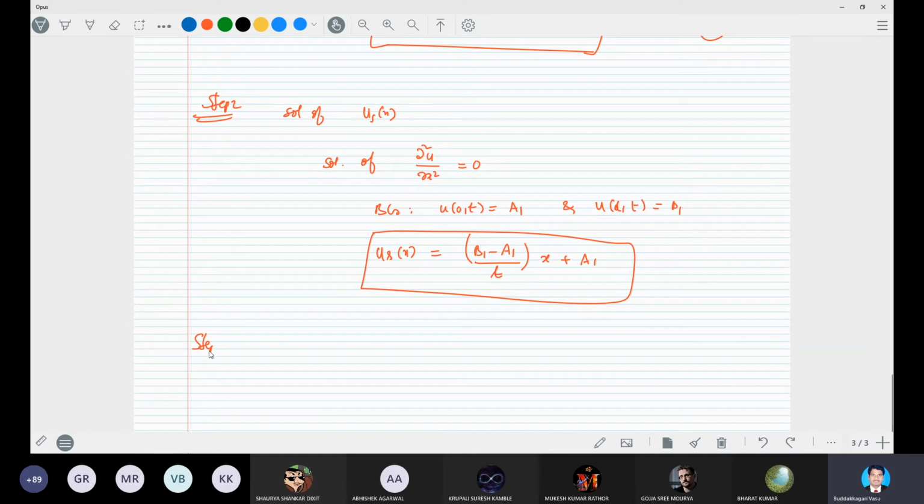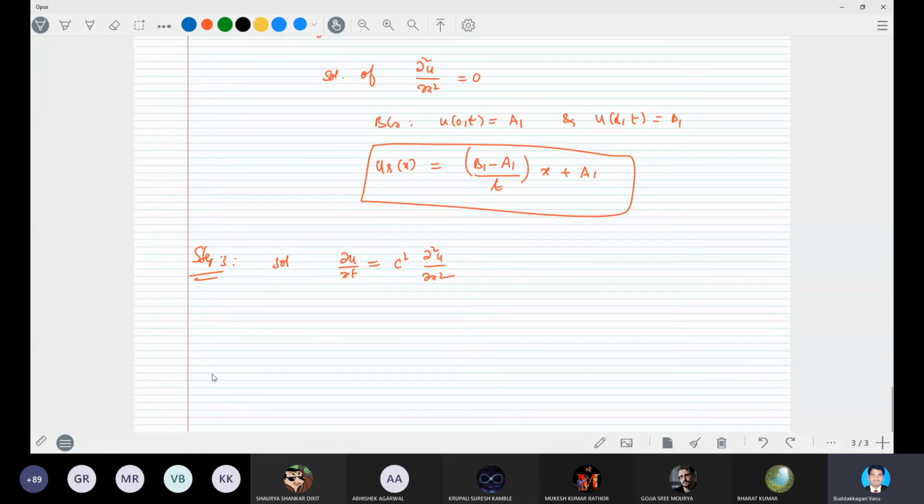Okay, now step 3, find the solution of du/dt is equal to c² into d²u/dx², subject to the initial and boundary condition. The solution will be u transient, u tr. The solution will be this one. Now solve this equation for the transient case subject to the initial condition.